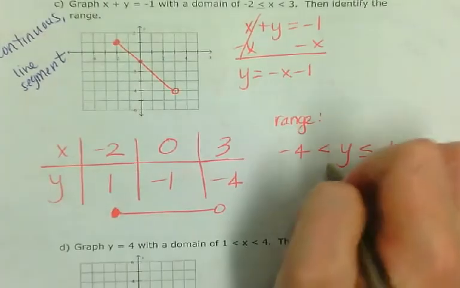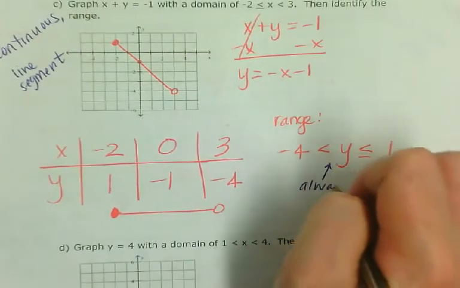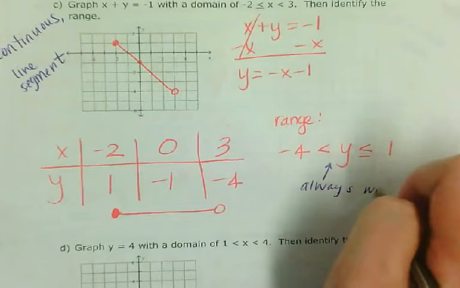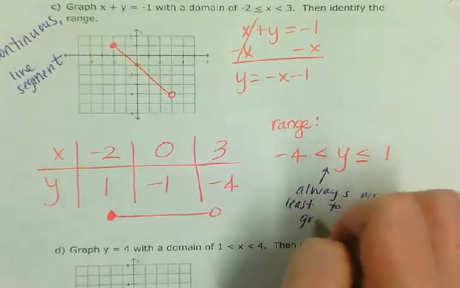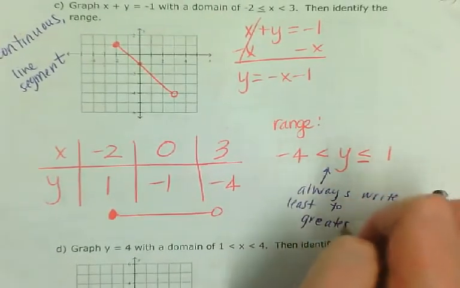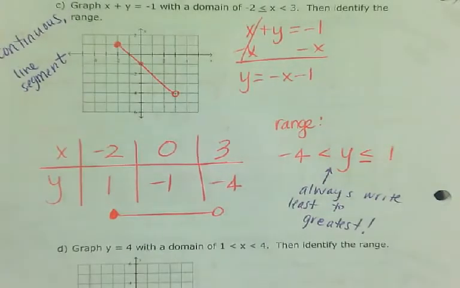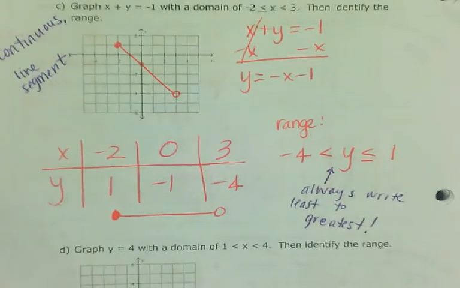Now you need to put a note here. Always write least to greatest. It says that on the previous page as well in that box. But I need your domain and your range on any problem really to be least to greatest. Makes a lot more sense that way. It's how we think about numbers. Think about a number line. We have our smallest ones on the left.